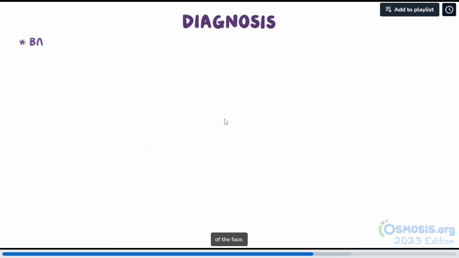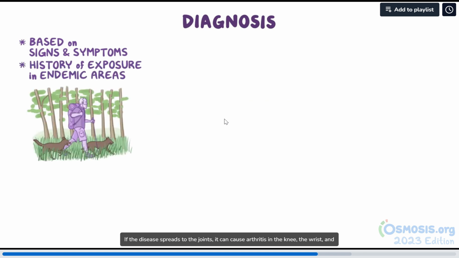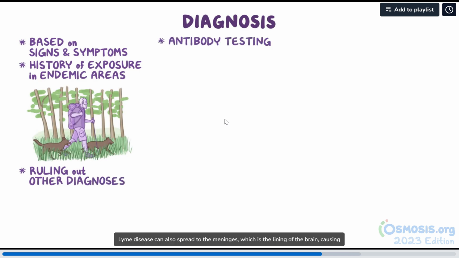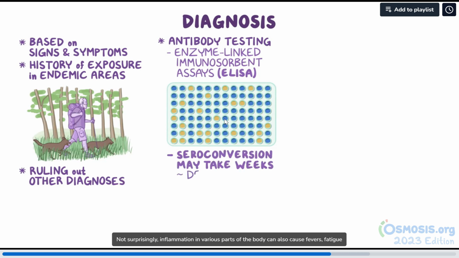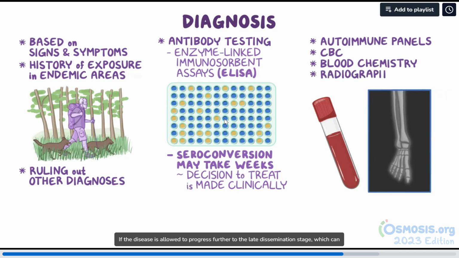Diagnosis is primarily based on clinical signs and symptoms, history of exposure in endemic areas, and ruling out other diagnoses. Antibody testing can be done, and the standard is to use enzyme-linked immunosorbent assays, called ELISA. Seroconversion may take several weeks, so the decision to treat is usually made clinically. Additional tests to assess tissue dysfunction can be helpful, like autoimmune panels, CBC, blood chemistry, and radiographs.